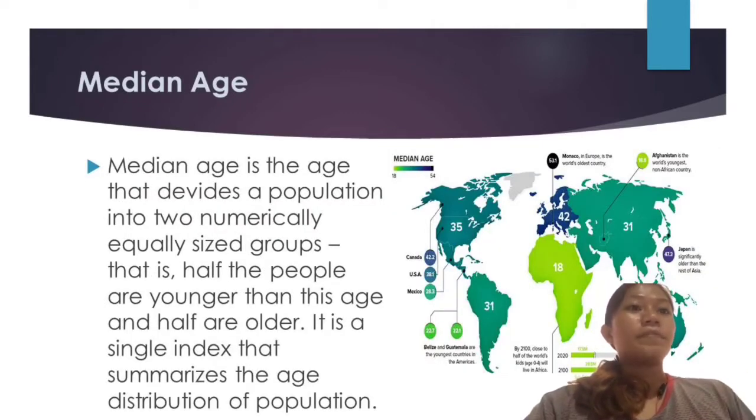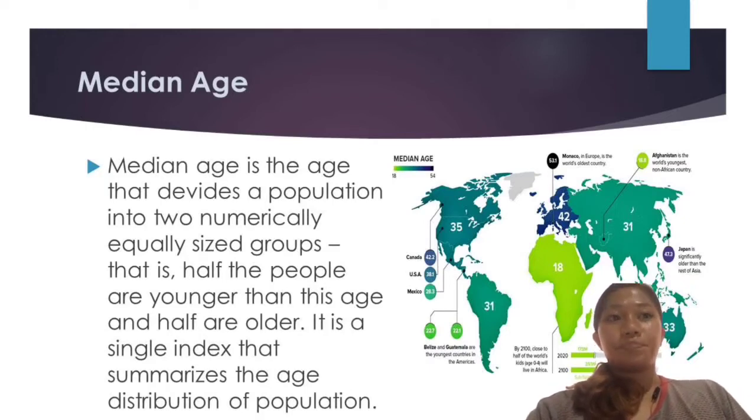Median age. Median age is the age that divides a population into two numerically equal-sized groups. That is, half the people are younger than this age and half are older. It is a single index that summarizes the age distribution of a population. The global median age has increased from 21.7 in 1970 to over 30 in 2019.